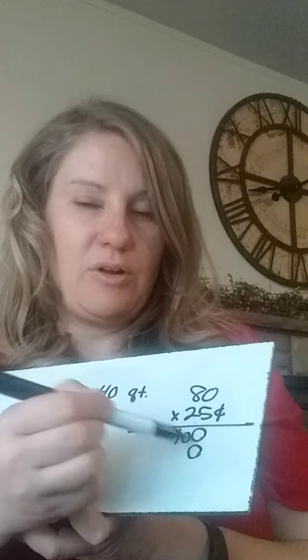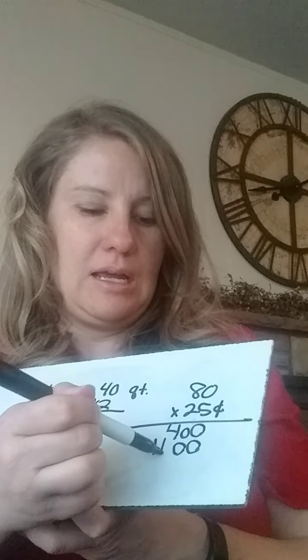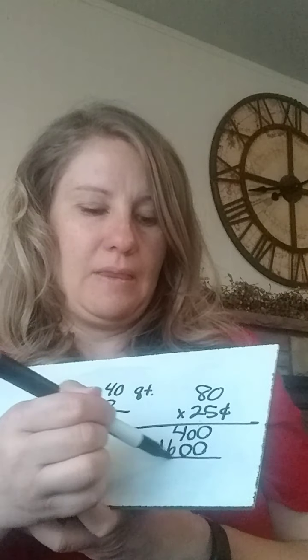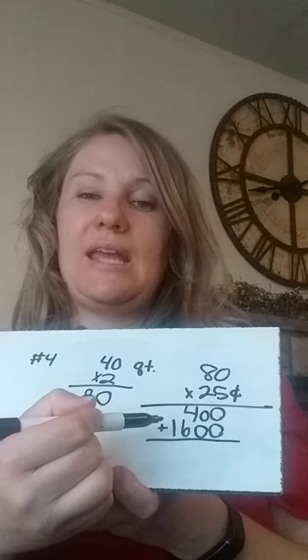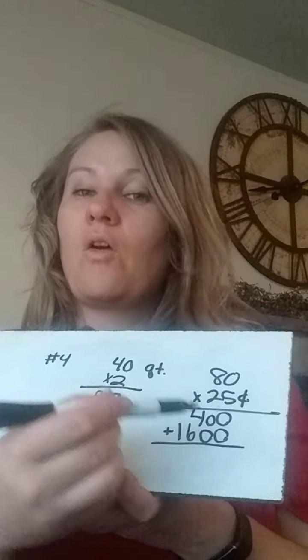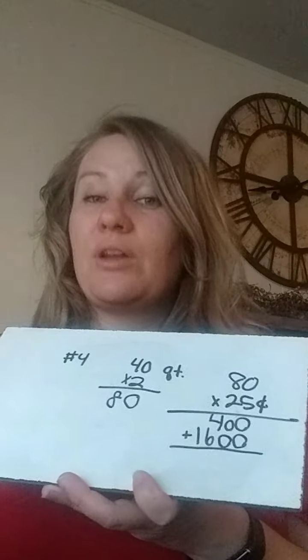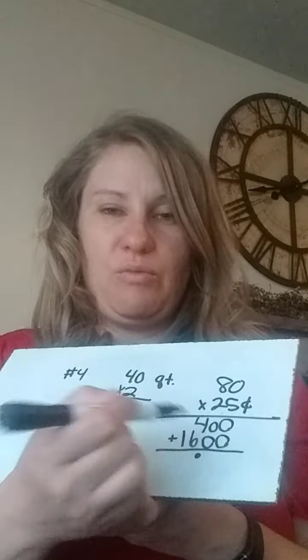All right, now we're going to multiply by 20. So we automatically put our 0 there. Now 2 times 0 is 0. 2 times 8 is 16. So you'll need to add these two numbers together, and put it in either cents or dollars. I would say put it in dollars. So you'll need to put a decimal right here when you bring these down.